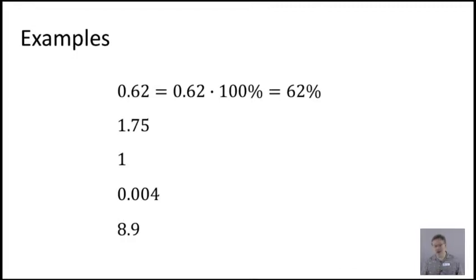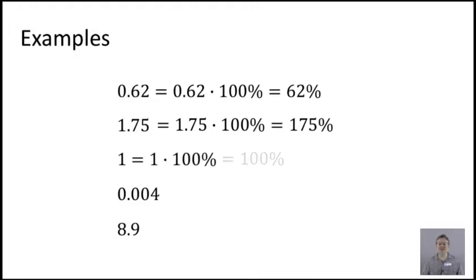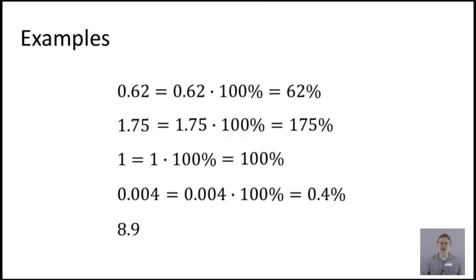In the same way, 1.75, we're multiplying this by 1. And then the result that we're getting is 175%. 1 of something, again, that shouldn't change it. We talked about that as well. 1 of something, well, multiplied by 100%, that's 100%. As we mentioned earlier, 0.004, think about what that's going to look like when we move the decimal point 2 spaces to the right. That's going to be less than 1%. It's going to be 0.4%, or 4/10 of 1%. Lastly, 8.9, when we move the decimal point 2 spaces to the right, is going to be 890%.